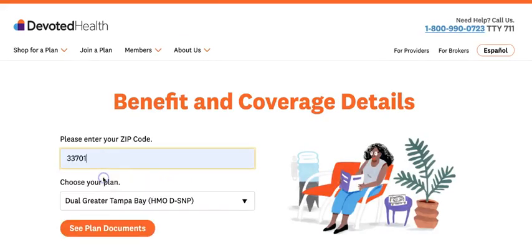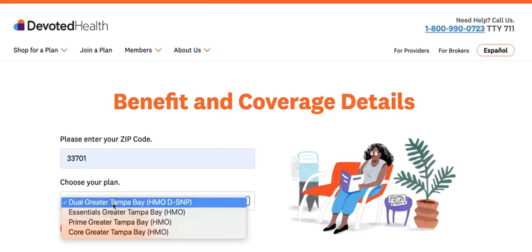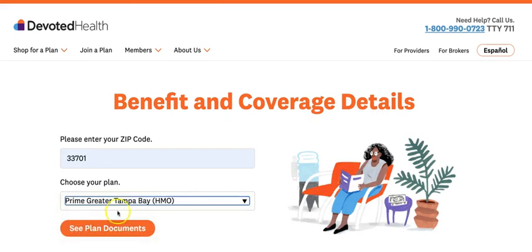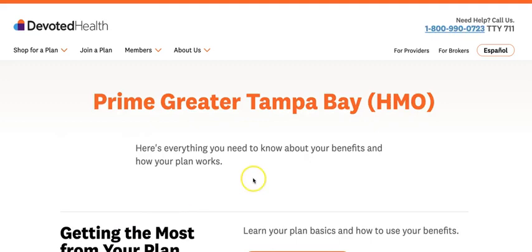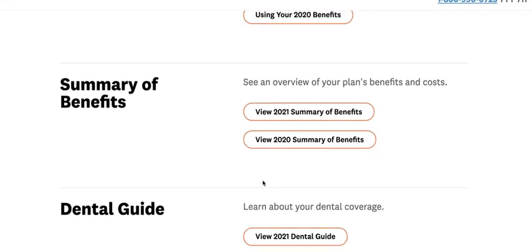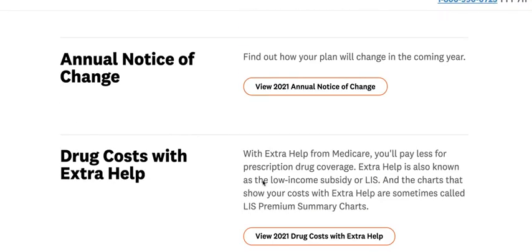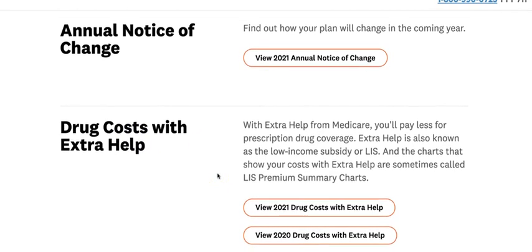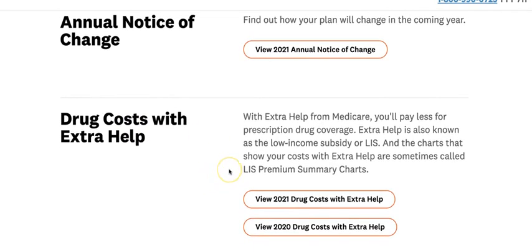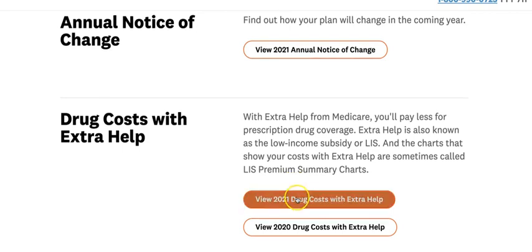Here you can simply put in a zip code, and then you can choose the plan that you're wanting to view. I'll go ahead and choose the Prime plan in this instance. Then click See Plan Documents. Once you're in the Plan Documents section, you'll scroll down until you see the drug costs with extra help. Our 2022 low-income subsidy grids will be available in early fall. For this demonstration, I'll show you how to use our 2021 drug cost with extra help grids.